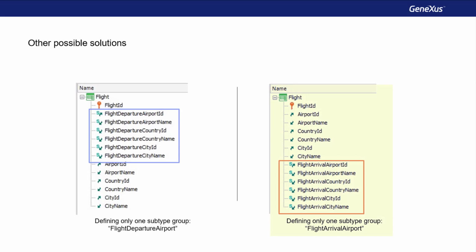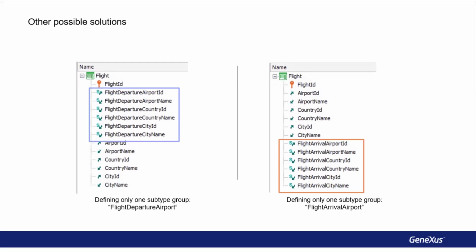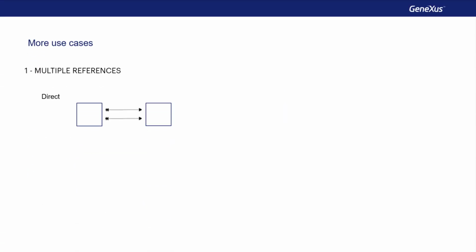In this other proposal, a single group of subtypes has also been defined, but in this case for the group corresponding to the arrival airport. In sum, subtypes enable us to indicate to Genexus how to associate different attribute names to a single concept. And, as we saw, validations as well as all the behavior of subtypes will be identical as if we had used the supertype attributes.